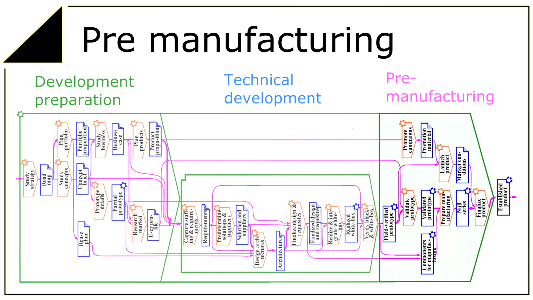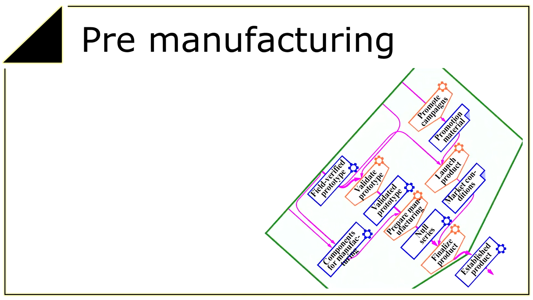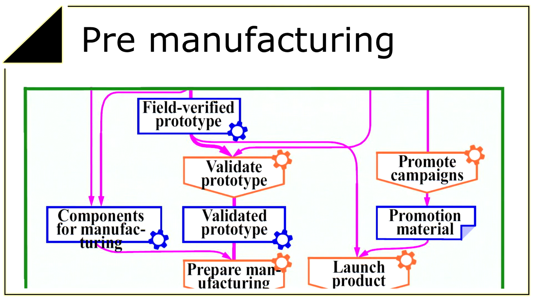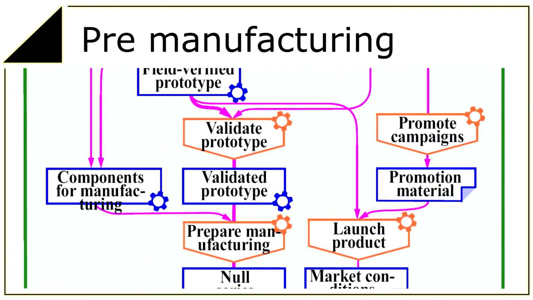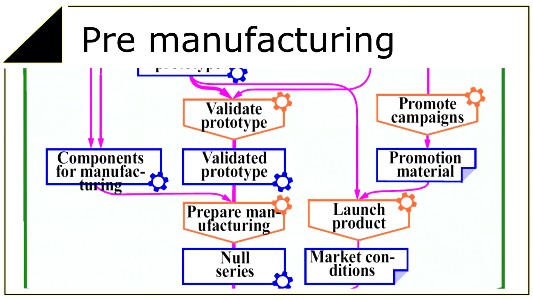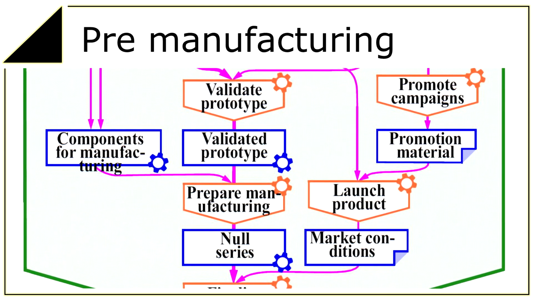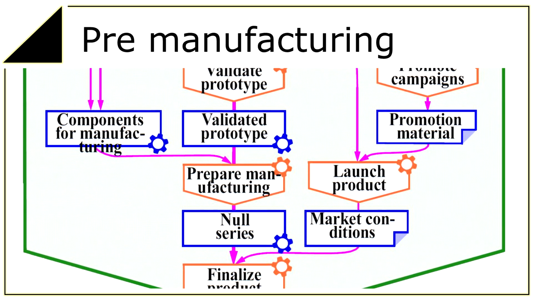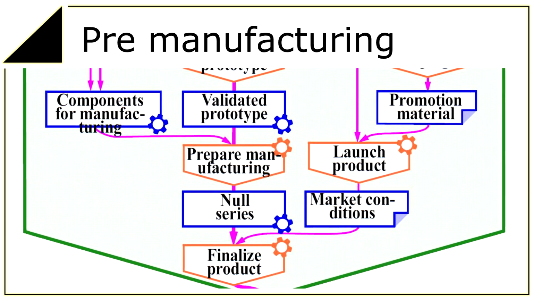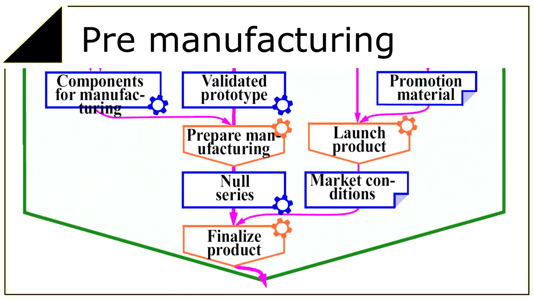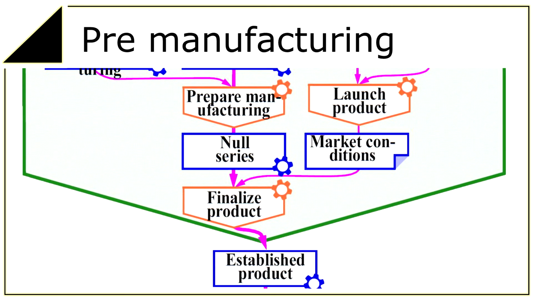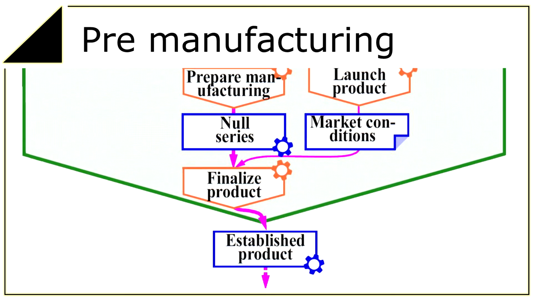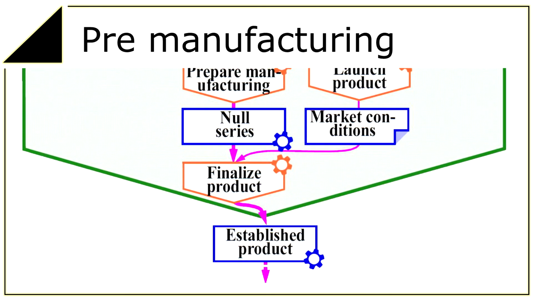Pre-manufacturing starts with a verified prototype and takes it to product launch. The prototype is validated against the user profile. A check is done on supplier components and manufacturing started with the null series. Market campaign brings promotion material. A product launch is the major market evaluation of the product before starting full-scale manufacturing.